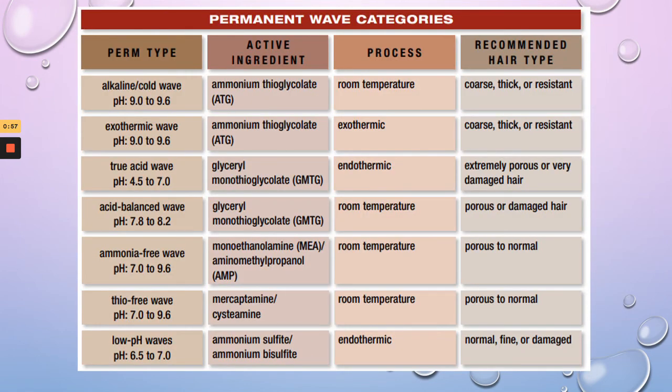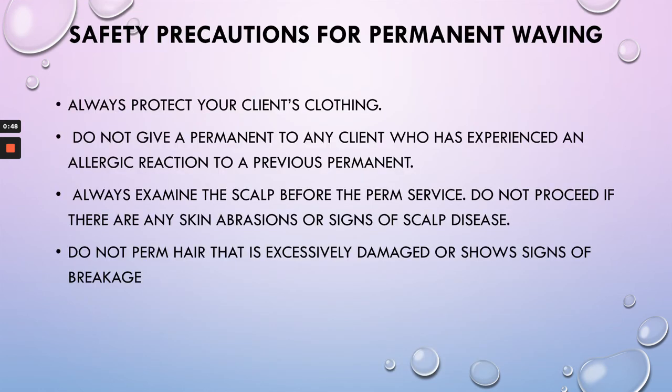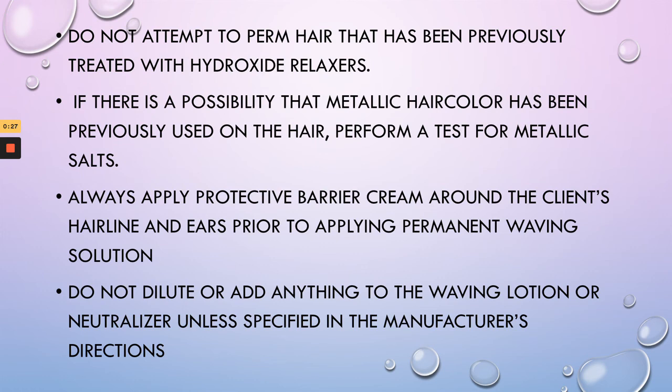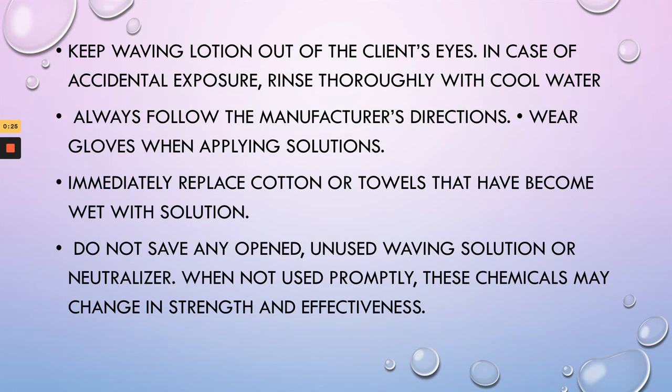Here is a quick reference chart showing the perm types, the active ingredient, how the perm is processed, and also the recommended hair type. Next, in the next few slides, we do have safety precautions, but also keep in mind your permanent waving procedures, and also make sure that you review the preliminary test curls. And the reason for that, as an example, is the integrity of the hair, the curl results, and processing time. Here's the next slide.